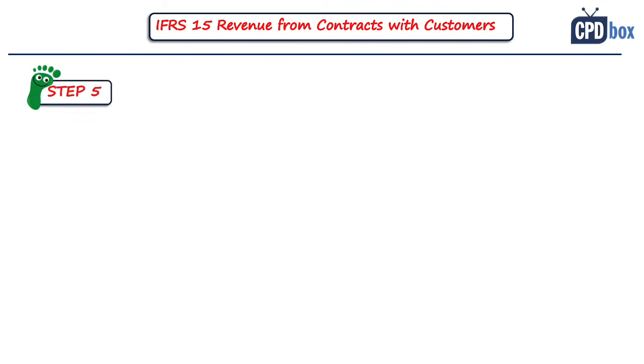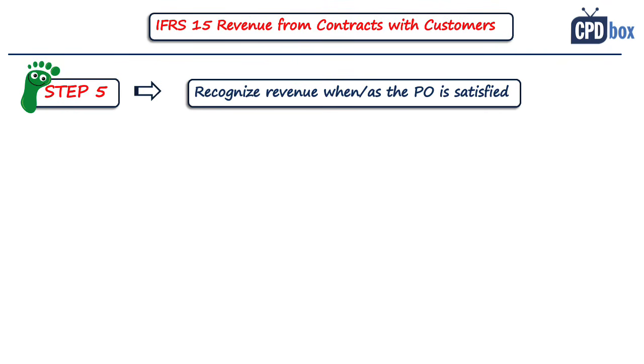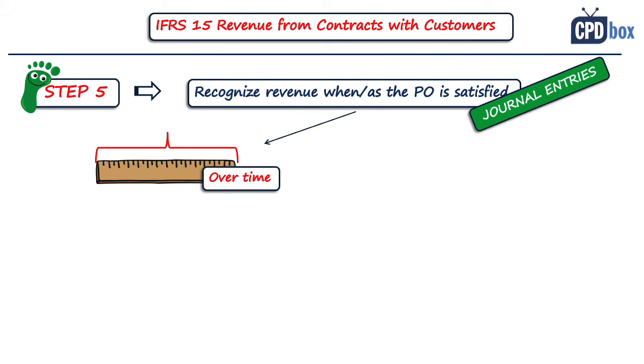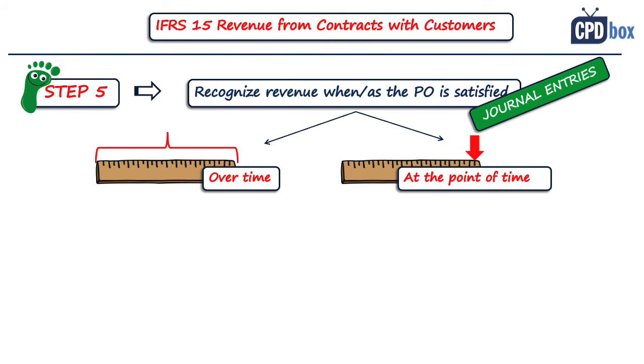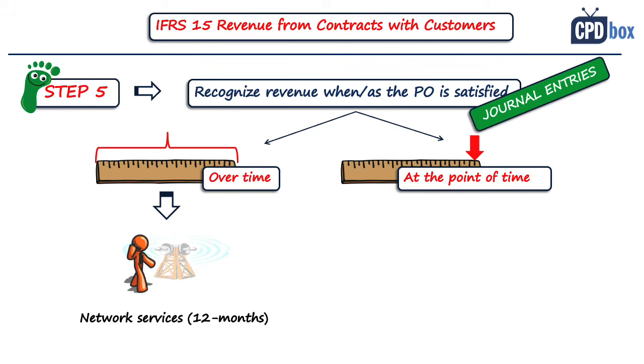Step number 5 is to recognize revenue when or as the performance obligation is satisfied. So here we are talking about when to record the appropriate journal entries. There are two options, either over time or at the point of time, depending on how the services are provided or how the performance obligations are satisfied. So again, more about it in my other videos or on my website. For now, we can say that network services are satisfied over time, over 12 months, and the phone is given to Johnny at the point of time, right in the beginning of the contract.